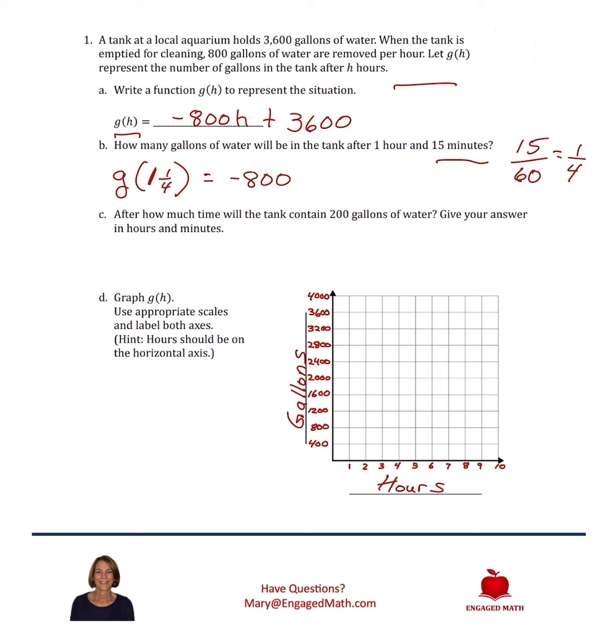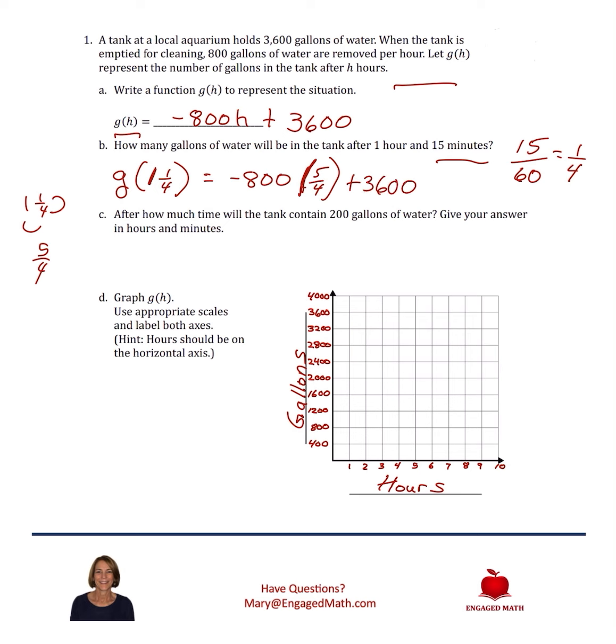Now off to the side, I'm going to change 1 and 1/4, a mixed number, into an improper fraction, just to remind you. So we multiply, then we add, and we keep the denominator. 1 times 4 is 4, plus 1 is 5, so it's 5/4. And the reason I'm going to keep it as 5/4 is it will make it easy math to leave it as an improper fraction when we're working without a calculator. So negative 800 times 5/4 plus 3,600.